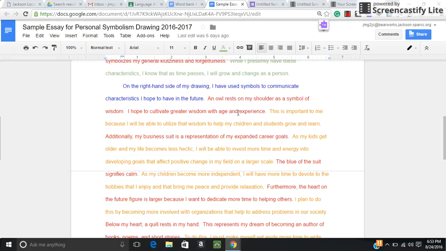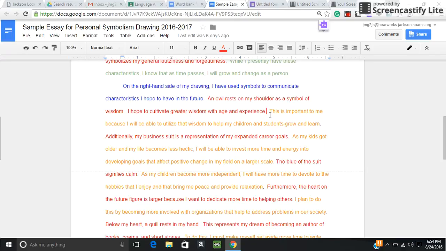On the right-hand side of my drawing, I have used symbols to communicate characteristics I hope to have in the future. Right here, I'm stating the topic of the second paragraph. An owl rests on my shoulder as a symbol of wisdom. I hope to cultivate greater wisdom with age and experience. So you can see here in the red, again, I mentioned the specific item or symbol, and then I also mention the characteristic that it's supposed to signify.